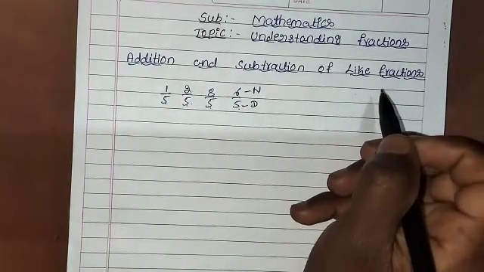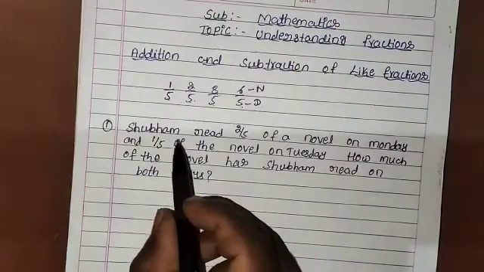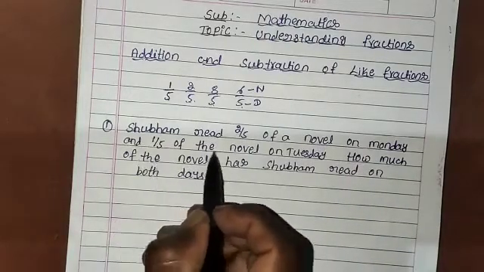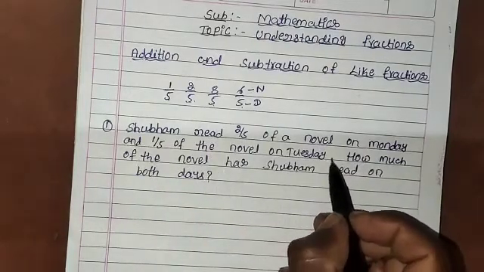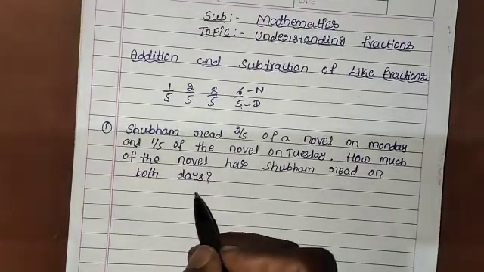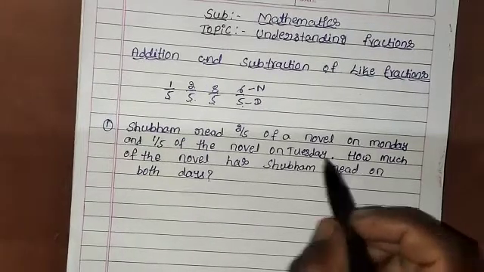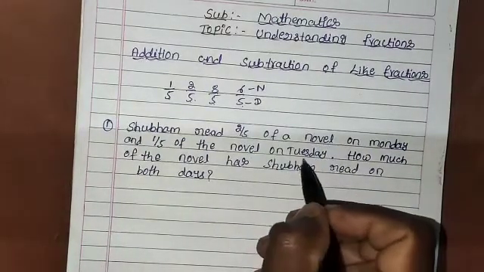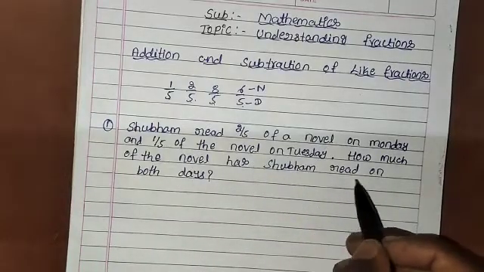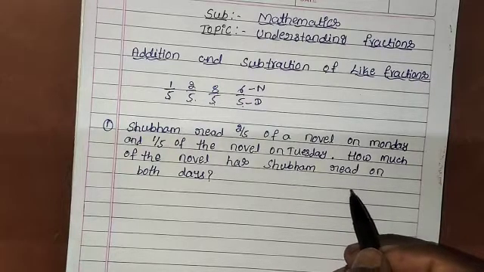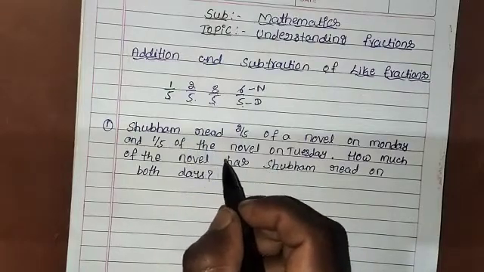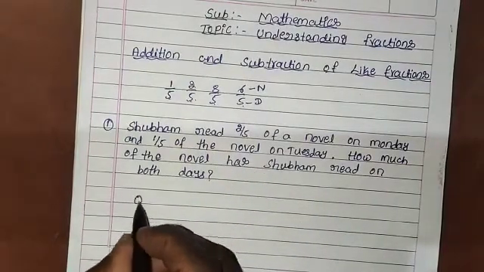Let's see. Here is one problem. Shubham read 2 by 5 of a novel on Monday and 1 by 5 of the novel on Tuesday. Now we have to find out how much of the novel Shubham has read on both days, which means we have to add these two fractions, 2 by 5 and 1 by 5. How to solve the problem? Let's see how to add the two fractions.